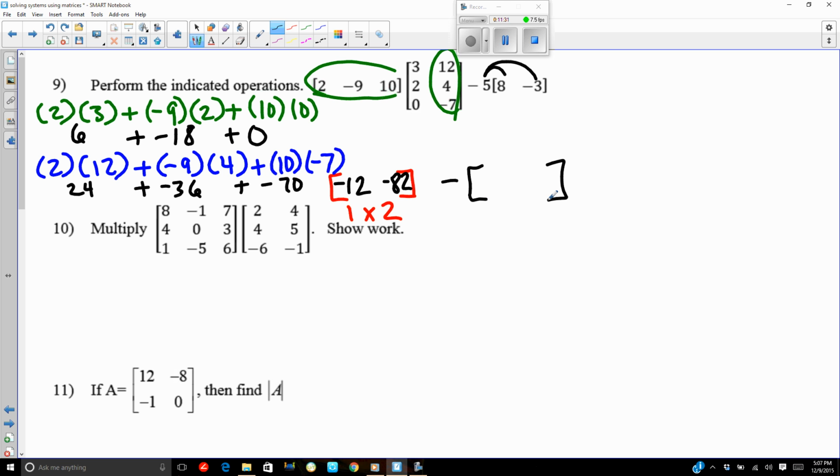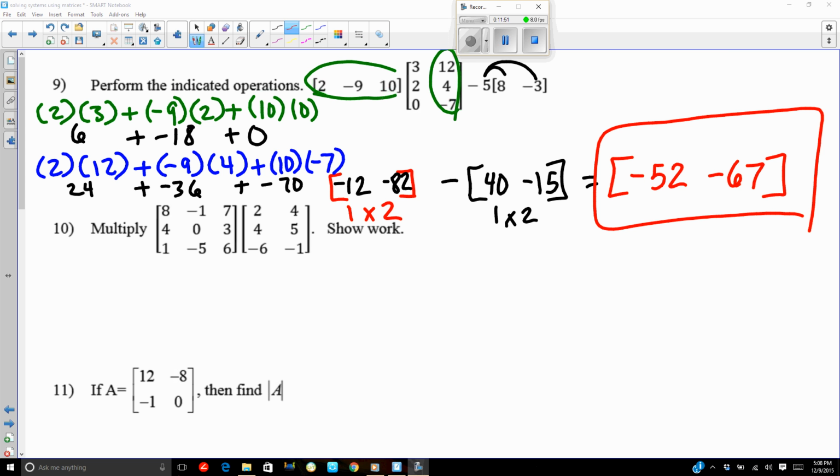So 5 times 8 is 40. 5 times negative 3 is negative 15. So now I've got a 1 by 2, subtracting by another 1 by 2. And now just subtract. All right, so there's your answer for number 9.